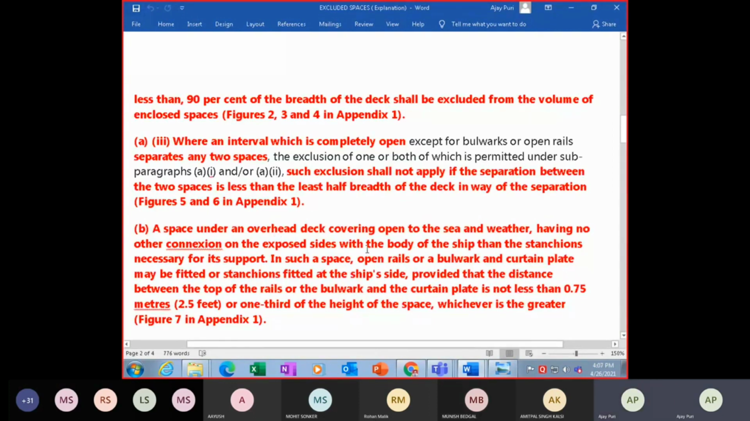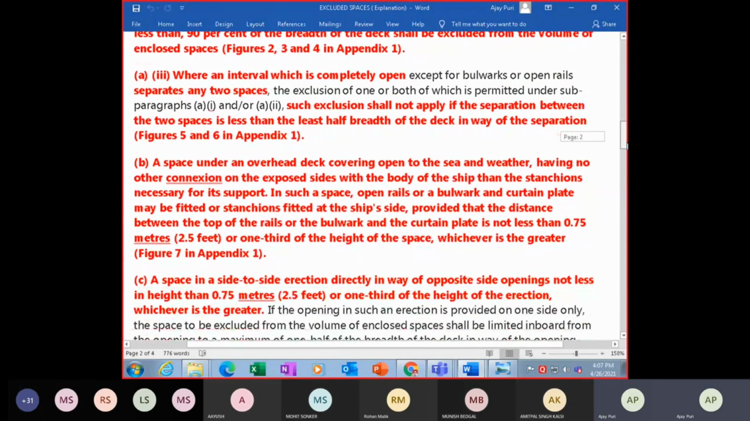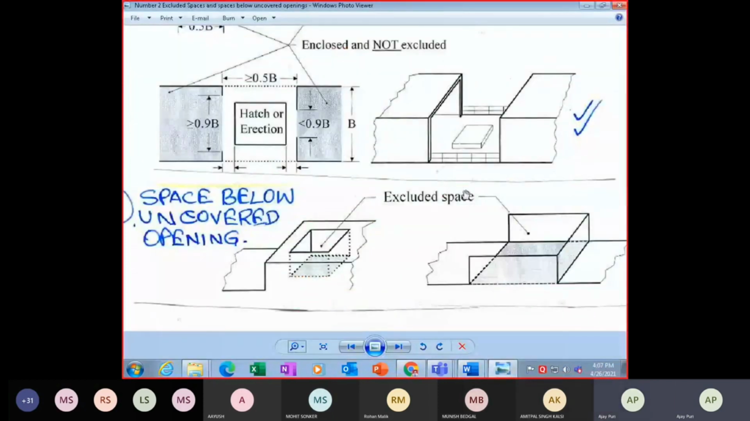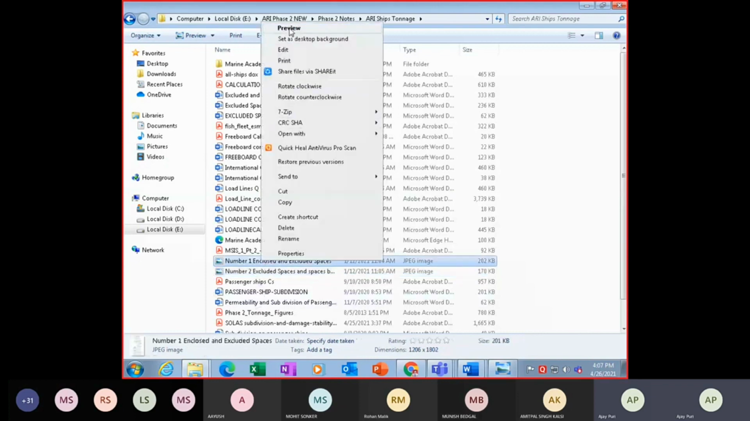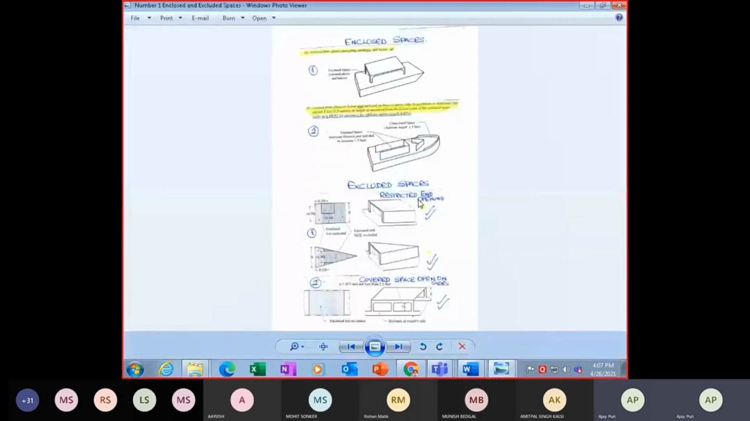So space under overhead deck covering having no other connection in this space, provided the distance between that. So this area will not be taken into calculations. That is 7. So 7 is here or not? 7 is in the other diagram. I'll show you. The 7 is in your number. 7 is shown in this one.